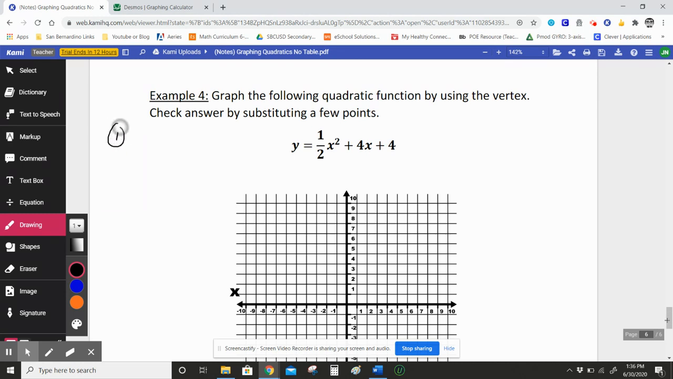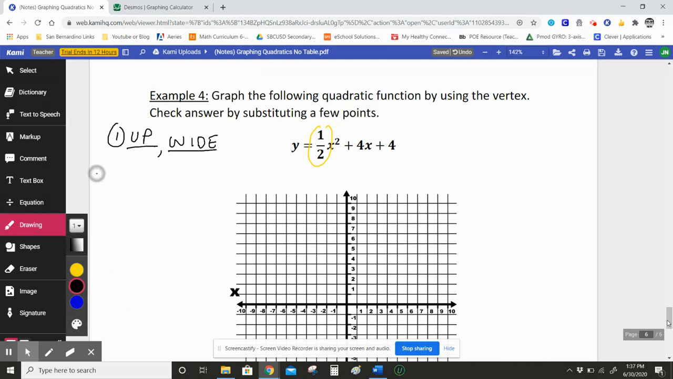So the first thing we need to do is make a prediction. So as we can see, this is 1/2, which means that it's going to be a parabola that is going to be going upwards, and it also is going to be wide or fat, right? Because we have a fraction that is between 0 and 1. So the closer it is to 0, the wider it's going to be.